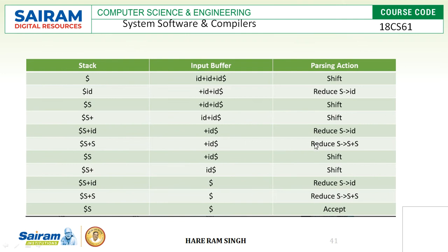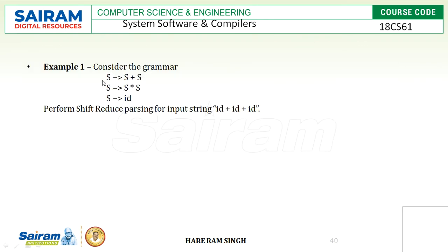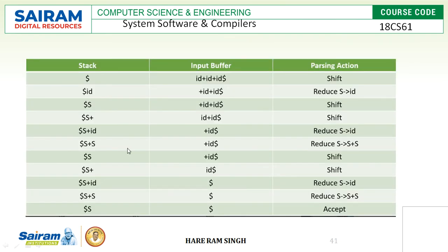Again reduce S generates S plus S. It can be S plus S. S plus S can be changed with S, because S generates S plus S. So at this stage, reducing S generates S plus S means S plus S will be reduced to S. So I have written it simply as S.